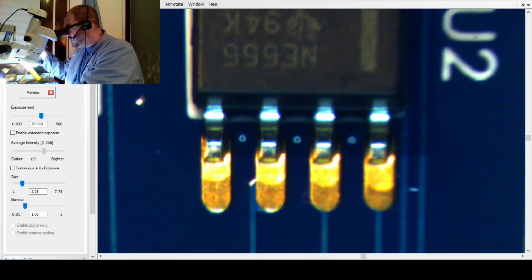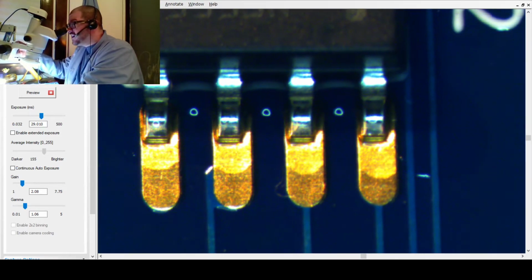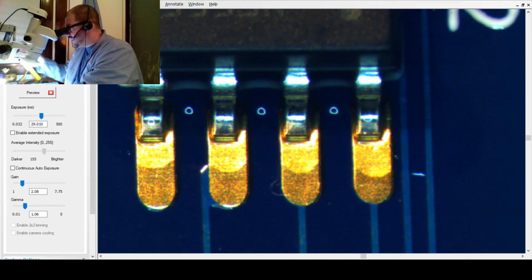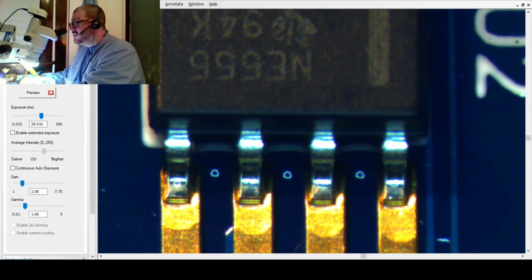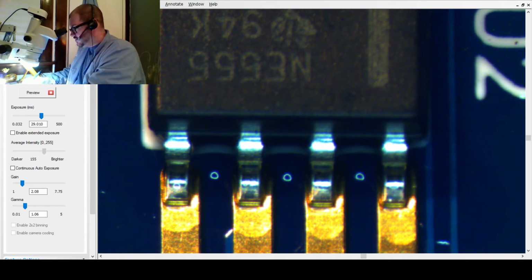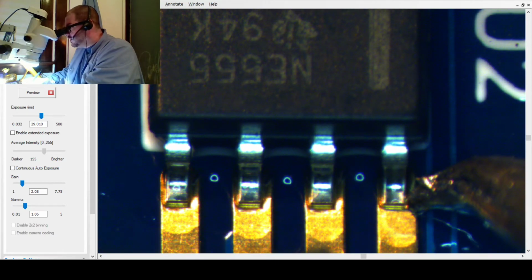Let me zoom in a little bit closer so you can actually watch the wetting action occur here. Oops, I let go of the board. Can you stay there in one place? Thank you. I don't have anything holding the board down in its place. So I'm going to touch this here.